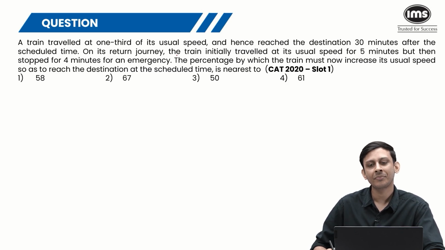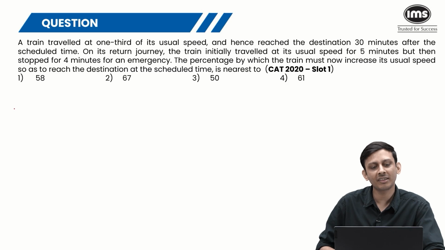What we'll do is, we'll focus on the fact that the distances are the same. Okay, the train is always traveling the same distance. It's always traveling the same journey. Because whatever it is traveling, the return journey will be the same distance. So if the distances are the same, we can look at the ratio of the speed and time.